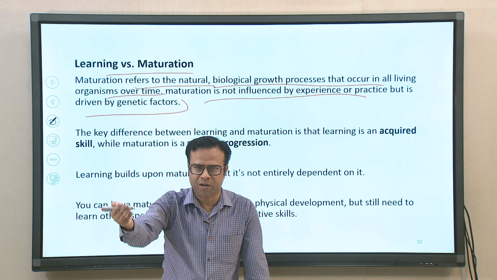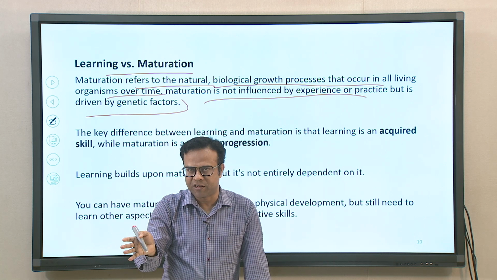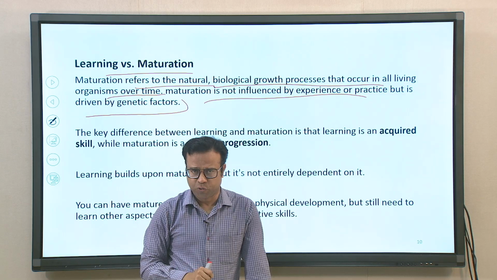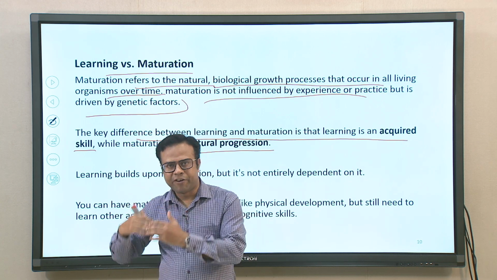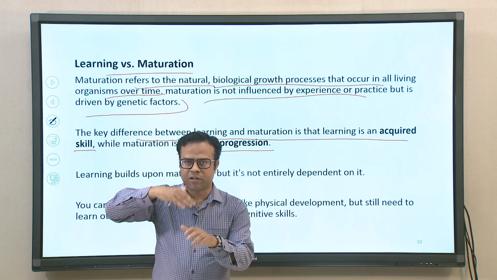Developmental stages automatically come up and a lot of new changes happen in the organisms or animals, whatever it is. Those are called maturational processes. Changes happen, but not because of experience, but because of developmental changes. The key difference between learning and maturation is that learning is an acquired skill. In learning, we learn something by interaction with the environment, but maturation is a natural progression. The body automatically grows and goes into different developmental stages. An infant becomes a child, becomes an adolescent. These are all automatic changes.